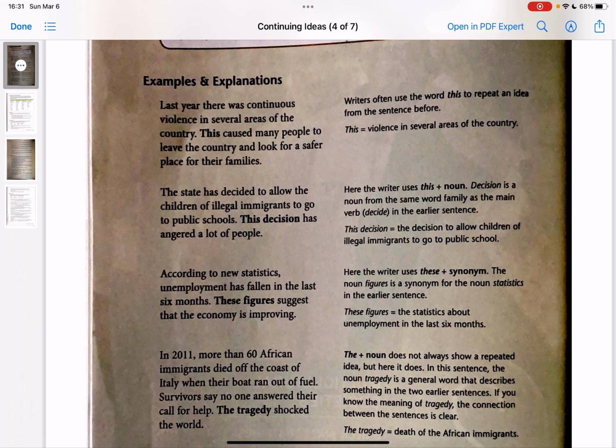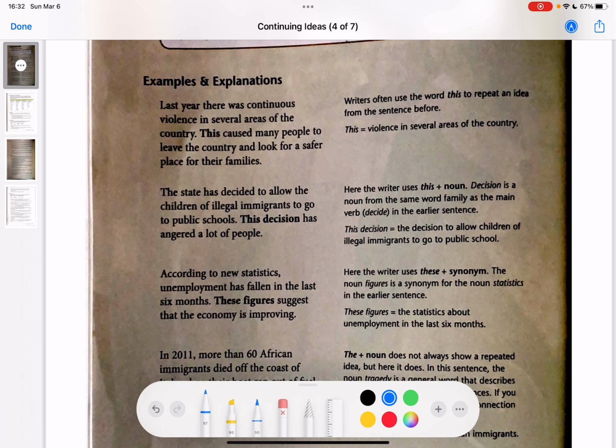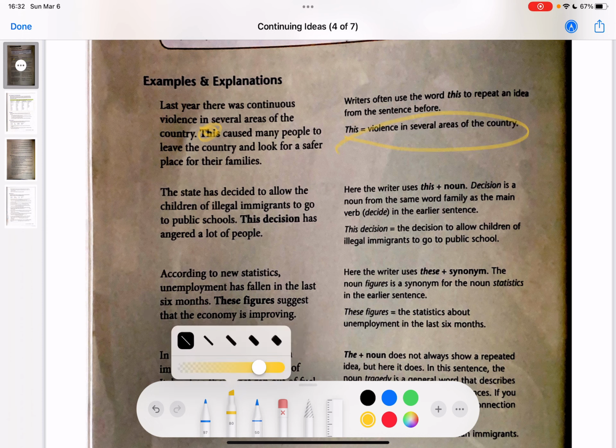Here, last year, there was a continuous violence in several areas of the country. This caused many people to leave the country and look for a safer place for their families. So just simply the word this, or these if it's plural, can be used. This is a pronoun that could be used to repeat an idea from the first sentence. Here, we see that in the sentence, and it's used to talk about violence in several areas of the country.